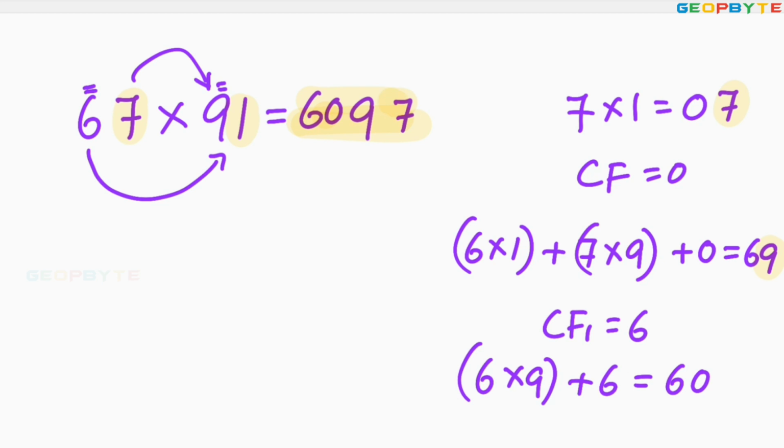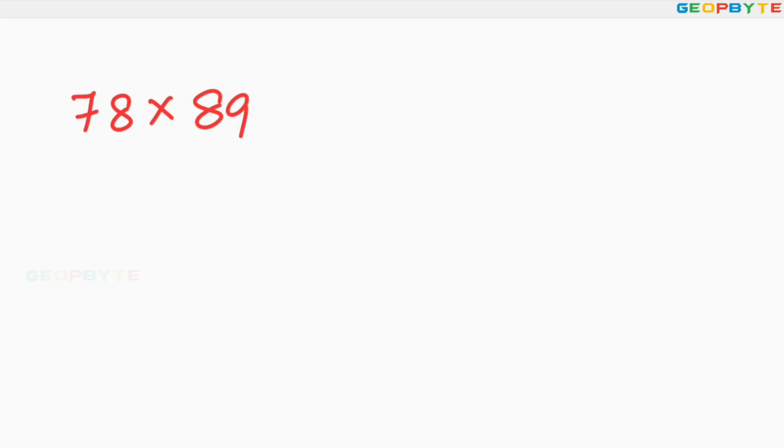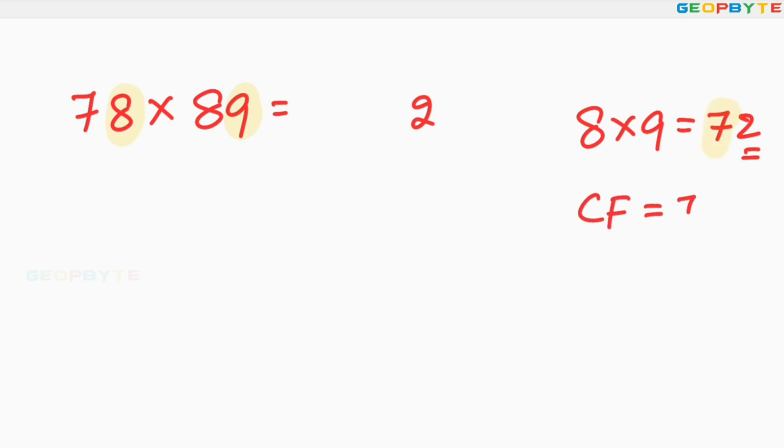Let us take one more problem. Look at the value. 78 into 89. How much? First what you have to do? Multiply this 8 and 9. 8 into 9 is equal to 72. You write this 2 here. Then the 7 is coming under carry forward. So carry forward equal to 7.